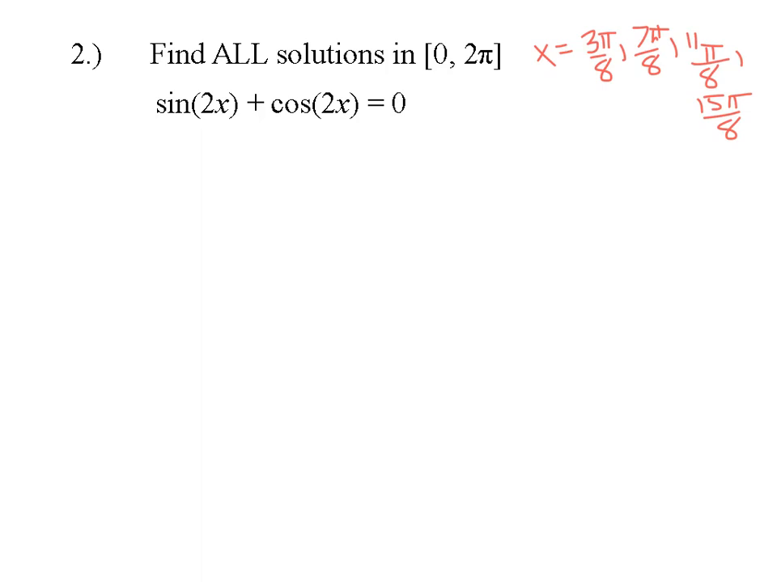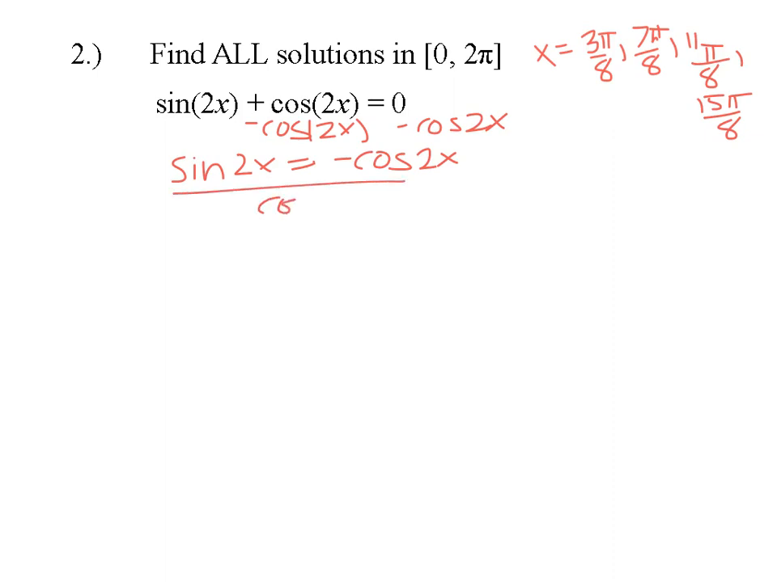So this is one of those we did like yesterday, and we're going to want to get this to be a tangent problem. And how we're going to do that first is by subtracting cosine of 2x from both sides. What this allows us to do is get sine of 2x equal to negative cosine 2x. So what we're going to do is divide by a cosine of 2x. So then we have sine of 2x over cosine of 2x equals negative 1.